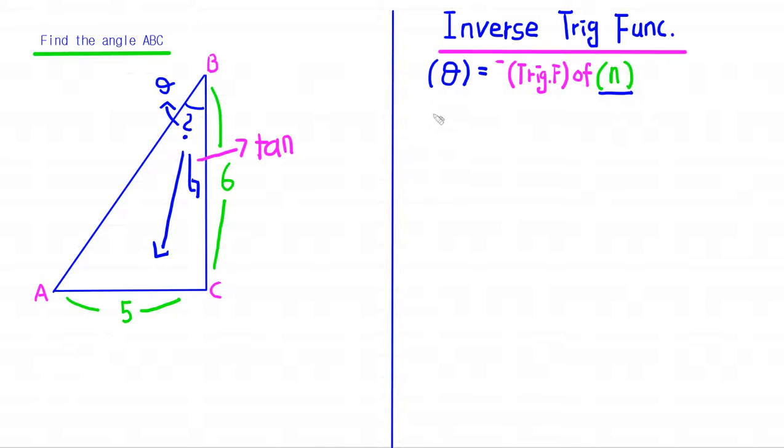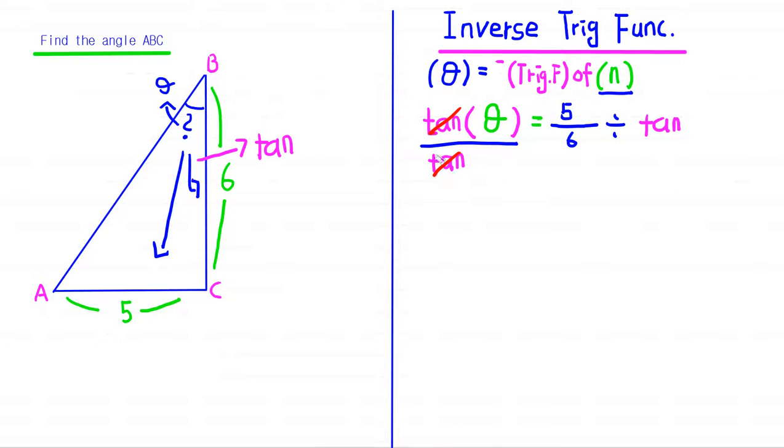So let's do it. The tangent of the theta angle, we don't know theta, it can be the variable, is equal to the opposite side, which is 5, over the adjacent side, which is 6, right over here. And if we apply the inverse tangent to both sides, on the left side the tangent is going to cancel out, and only theta will be left on the left side.